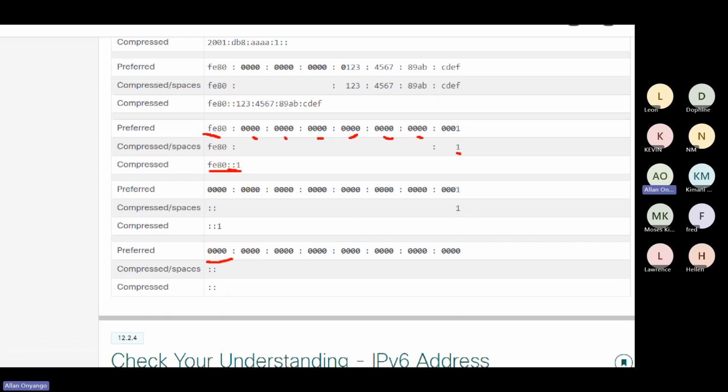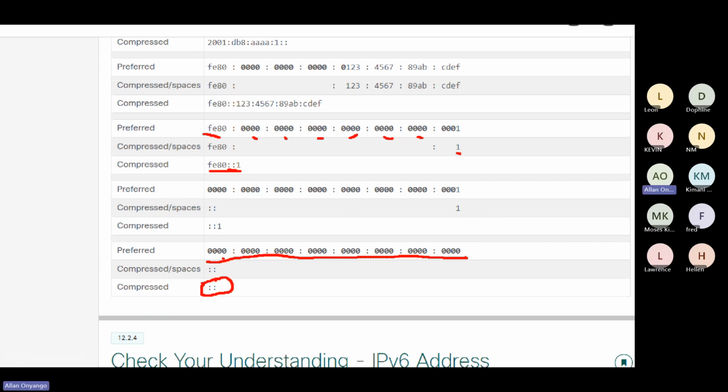Check this out. If everything is all zeros here, we omit the leading zeros of each part. We leave 0 here, 1, 0, 0, 0, 0, 0, 0, 0. At the end of it all, since all of them are zeros, we replace it using a what? Double colon. And that is the short form for IPv6. So when you see a double colon, just know it is representing zeros.